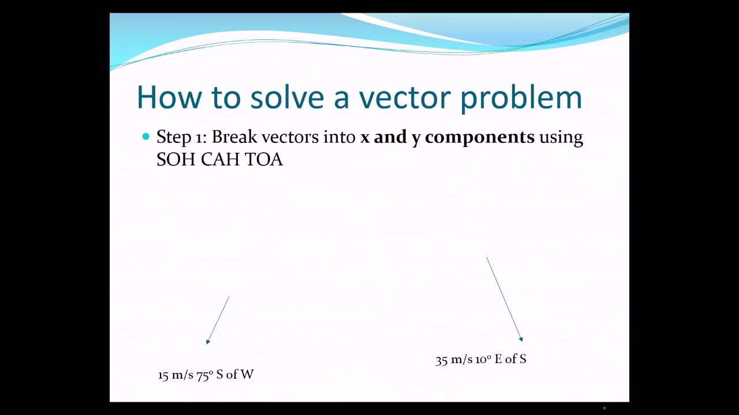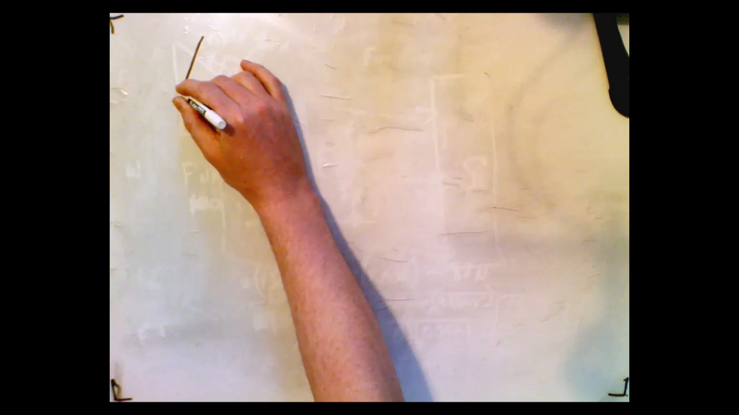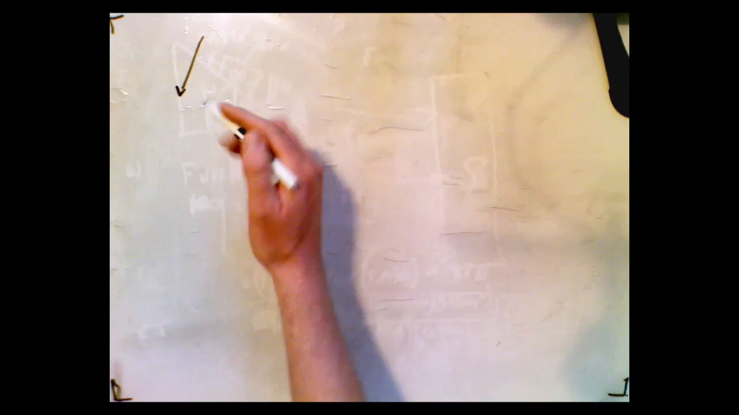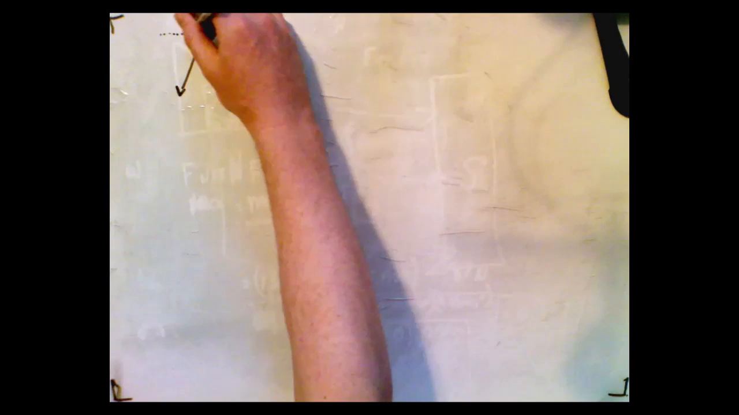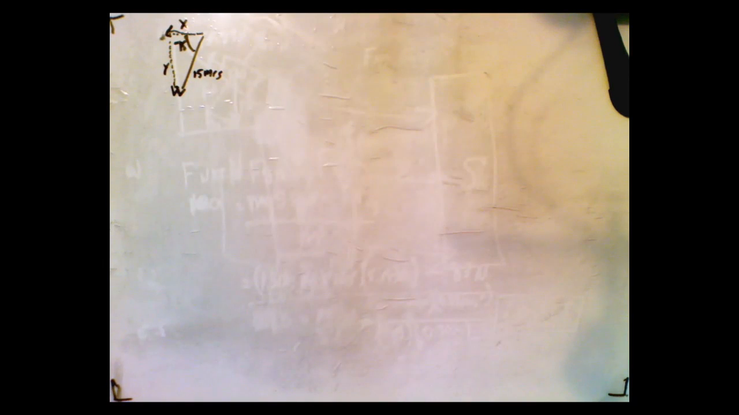Okay, so I'm going to start off by drawing these out. So we have two vectors here. We have this vector, which is 15 meters per second, and it's 75 degrees south of west, so I'm not going west, I'm going 75 degrees south of west. So the 75 would go in here, and our length is 15 meters per second. So you can see with this, we have an X component, and we have a Y component, like that. So that's one of our triangles.